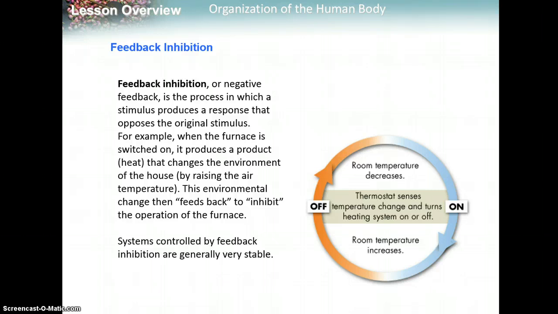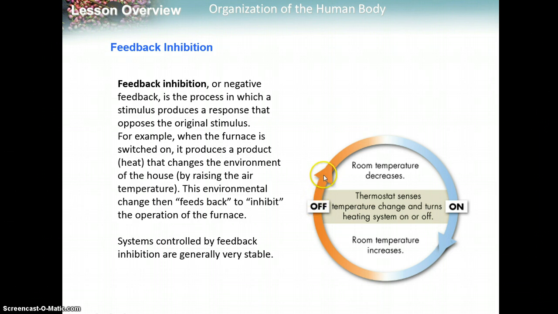Feedback inhibition, also known as negative feedback, is a process in which a stimulus produces a response that opposes the original stimulus. For example, when the furnace is switched on, it produces heat, so the room temperature increases. That changes the environment of the house by raising the air temperature. This environmental change then feeds back to inhibit the operation of the furnace. Once you reach the set temperature you wanted, the furnace will turn itself off.